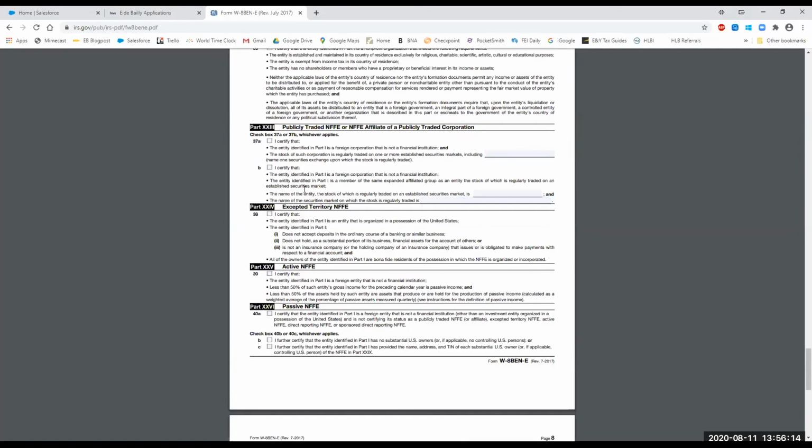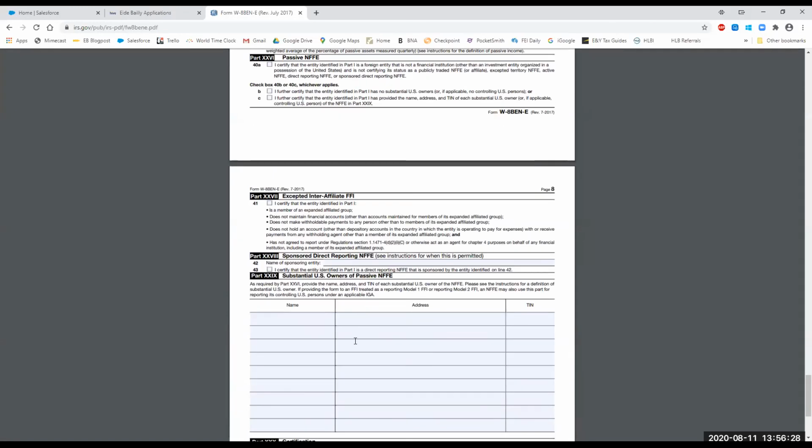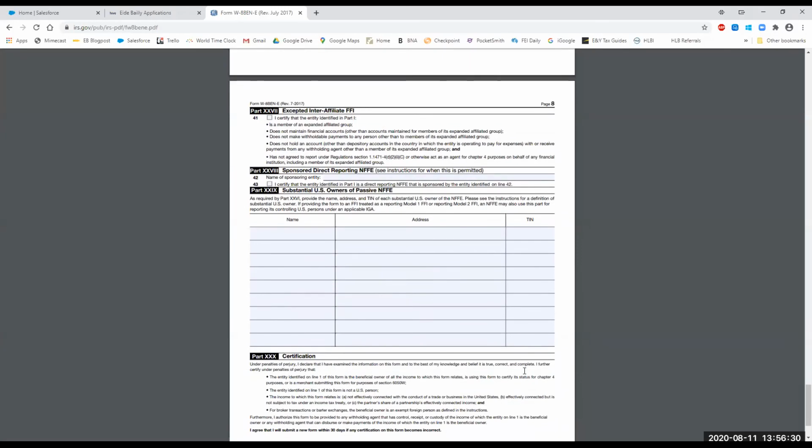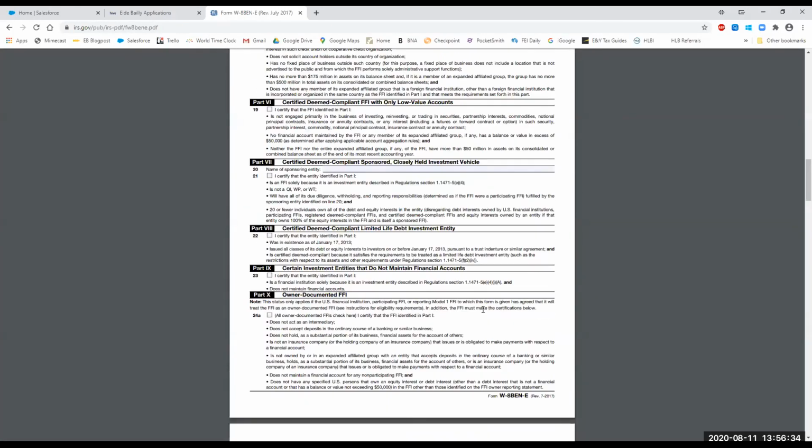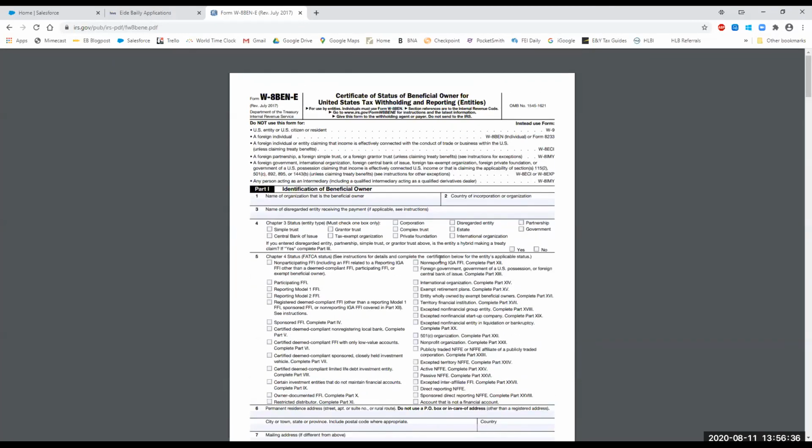And a lot of times it's just going here, clicking on the active NFFE. That means that less than 50% of their gross income was passive and less than 50% of their assets were passive, and they're not a financial institution. And then they go ahead and sign that here. So it's pretty straightforward if you have some familiarity with it. It can be intimidating for vendors, especially small companies, so I'm always happy to walk somebody through it if needed as well.